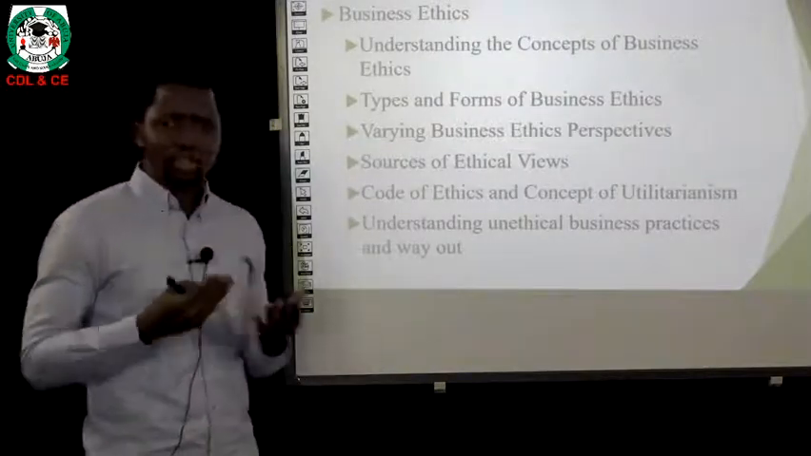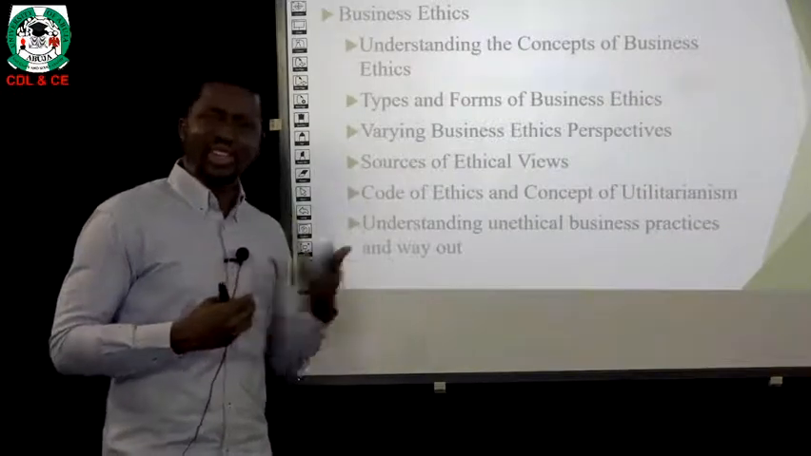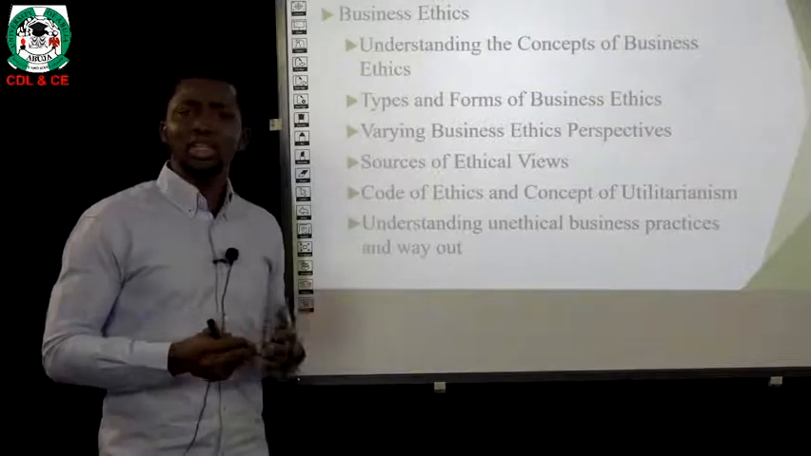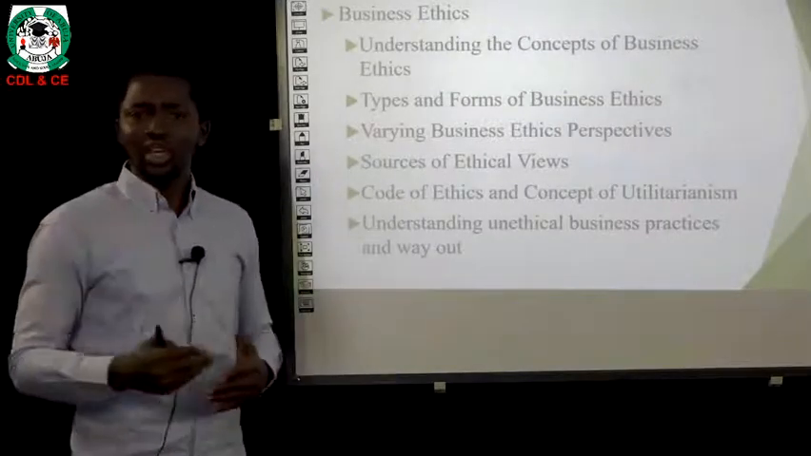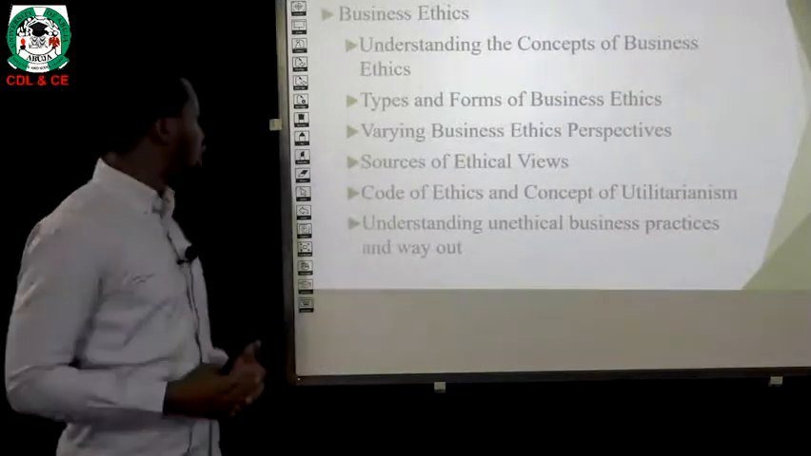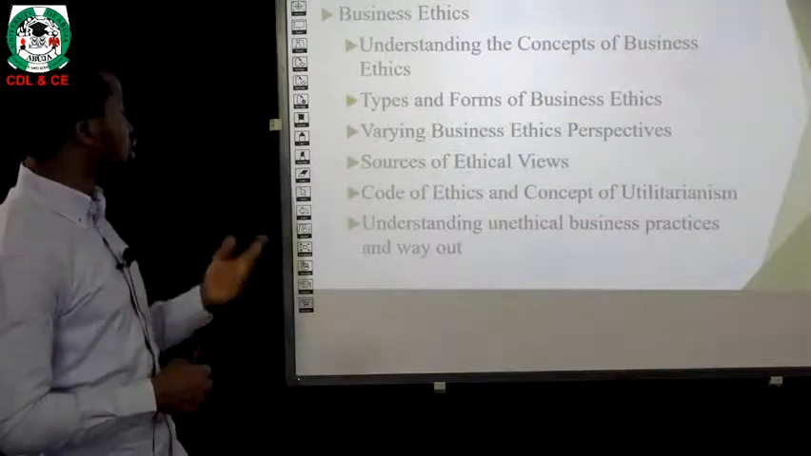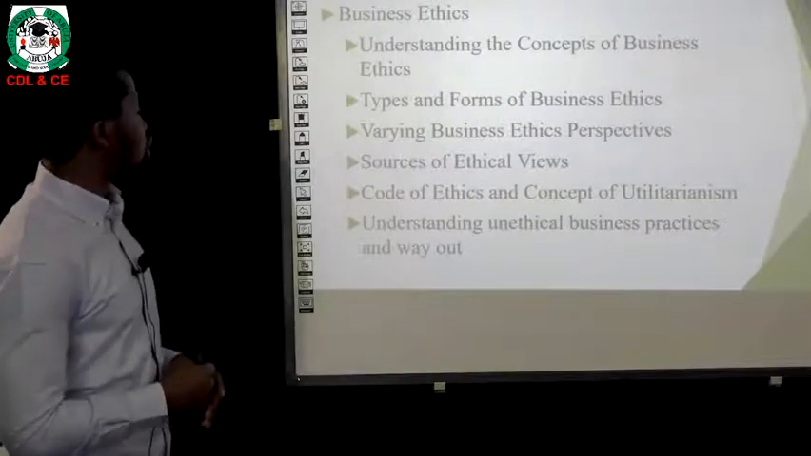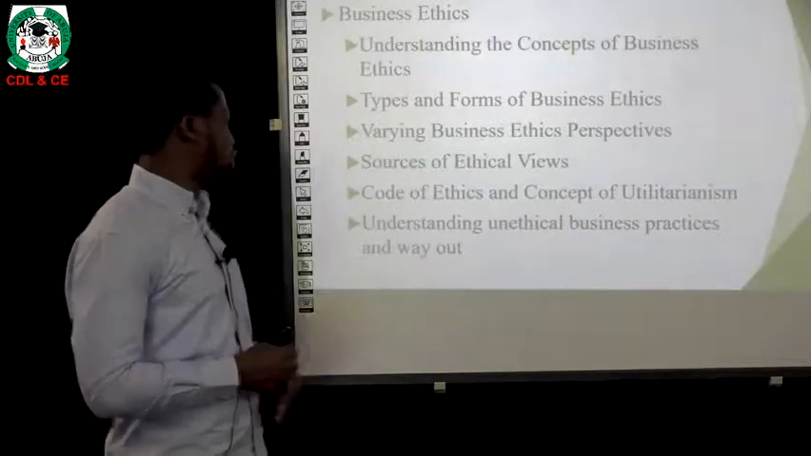What are the various sources? What is making us think that this concept or this activity is ethical? What is making us think this activity is right? What is making us think this activity is wrong? This is what we are going to be looking at here. Then the code of ethics and the code of utilitarianism, and also we will be looking at understanding unethical business practices and the way out.